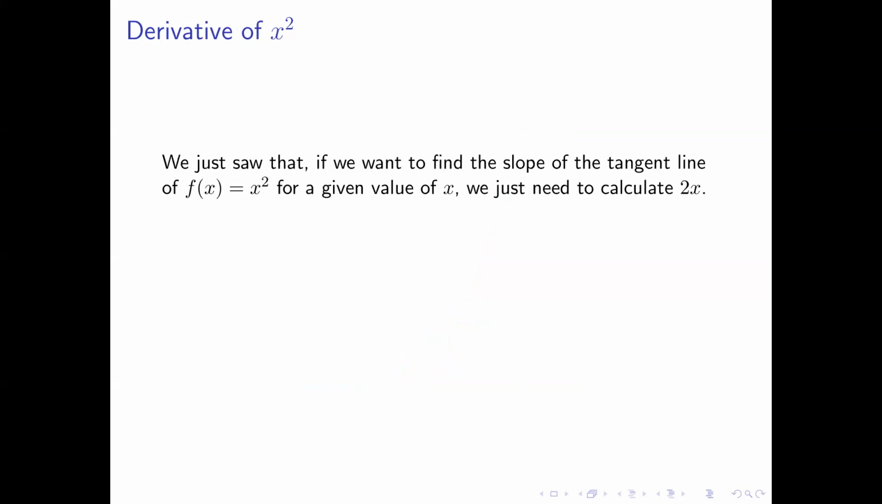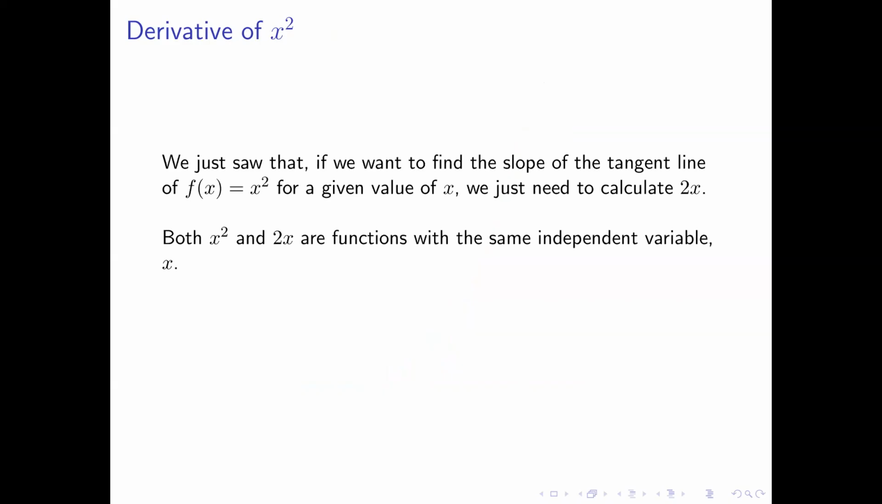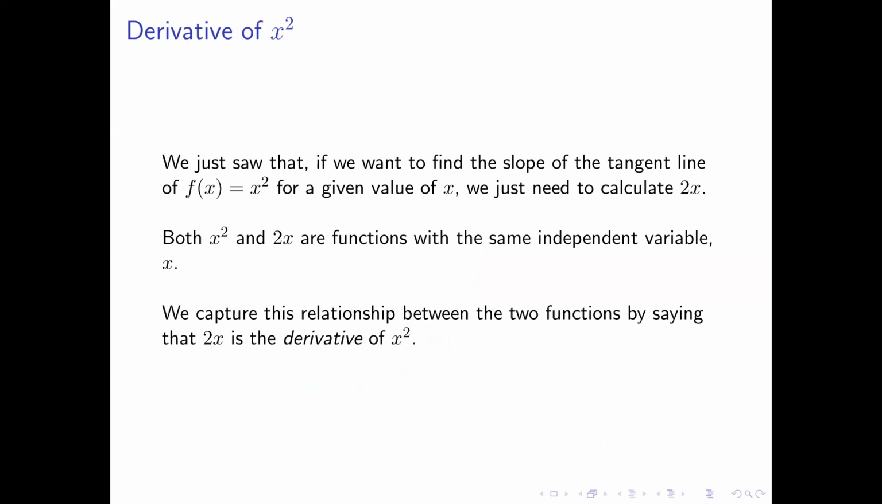Now, what we just found here, without calling it this, is the derivative of x squared. So again, notice that when we found this formula for the slope of the tangent line of x squared at a given value of x, we obtained 2x. Now, 2x and x squared are both function expressions, and they have the same independent variable, x. So there's a relationship here between two functions. There's the function we started with, x squared, and there's the function that gives the slopes of the tangent lines of x squared at various values of x. That's the 2x function. So to name this relationship, we will say that 2x is the derivative of x squared.